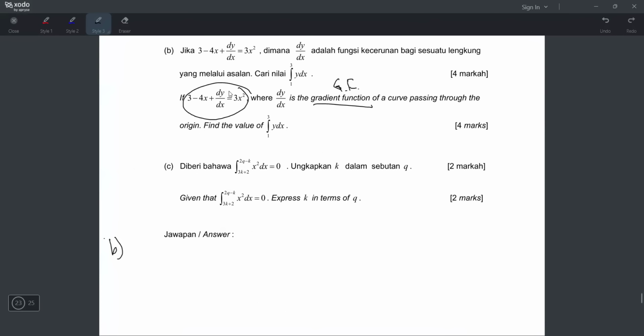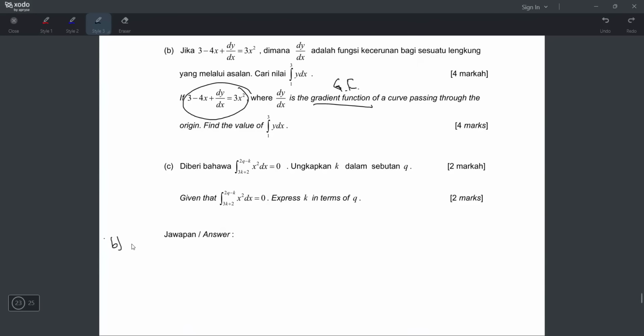Alright, they give us this, and then dy/dx is the gradient function. The curve passes through the origin, and we need to find the value of this integral. I feel like I have to find dy/dx from here, then find y, and then integrate y. That's the only way. Okay, that's the plan now. So we have to find dy/dx from here.